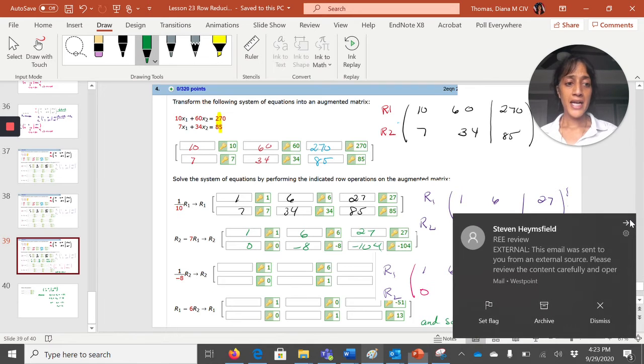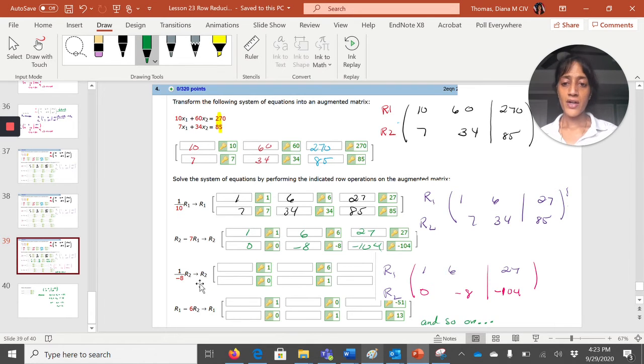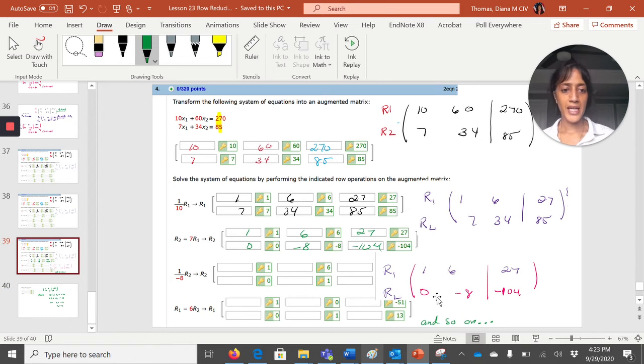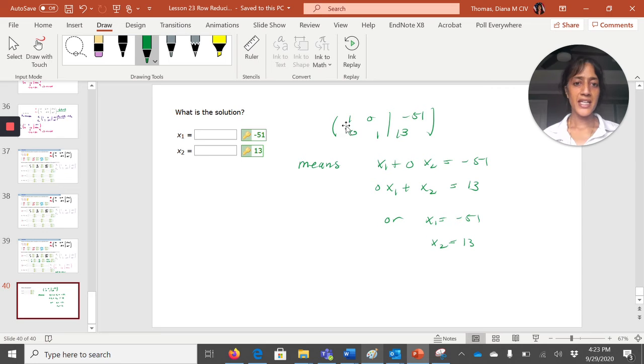Take -1/8 R2 and then transform the R2. So what you would do is just keep going. So you take -1/8 times row 2. Eventually, you're going to get to this. I have a line here. When we handwrite, we use lines. And I keep that line just to remind me this is the right-hand side.